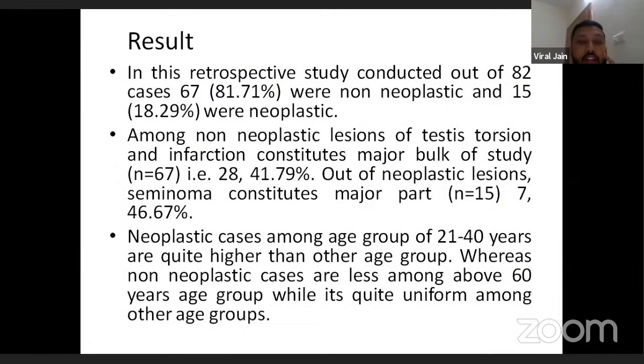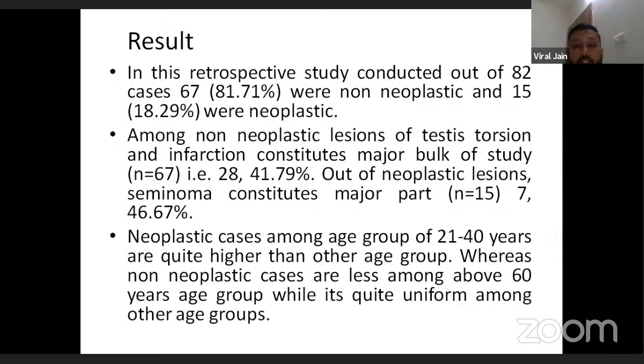In this retrospective study conducted out of 82 cases, 67, that is 81.71% of the total, were non-neoplastic, and 15, that is 18.29%, were neoplastic lesions. Among non-neoplastic lesions of the testes, torsion and infarction constitute the major bulk of the study, that is 20 cases, which constitute around 41.79% of non-neoplastic lesions.